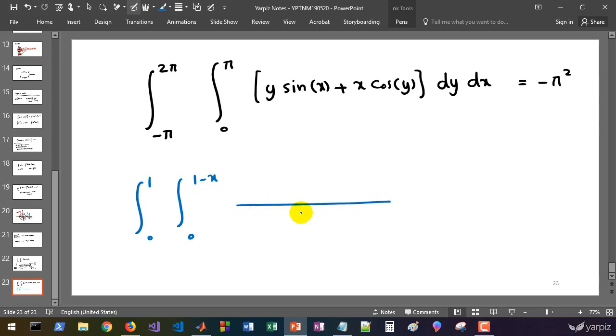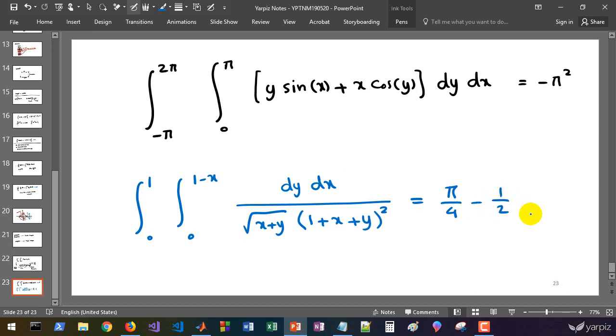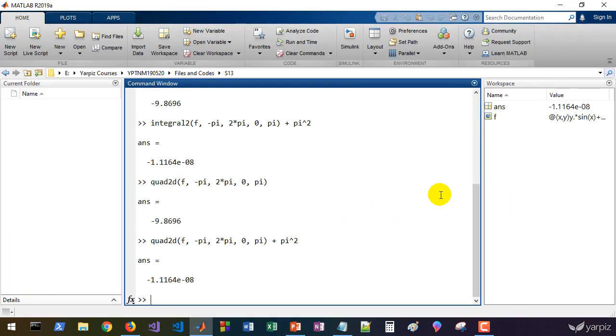And we're going to evaluate the value of this integral, square root of x plus y times (1 plus x plus y) all squared, dy dx. The exact value of this integral is given by pi divided by 4 minus half. And that's the exact value of this integral. Let's calculate the value of the integral using Matlab.